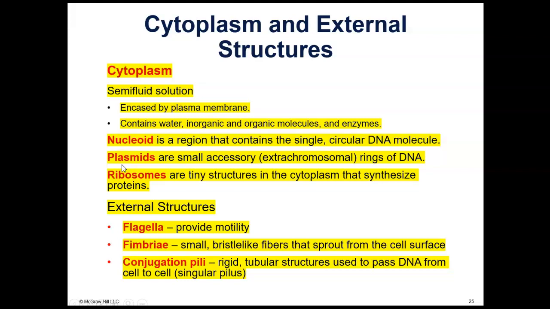Sometimes a prokaryotic cell will have an accessory ring of DNA. It's a small ring of DNA called a plasmid, and that will contain extra genes. You may have heard that some bacteria are resistant to antibiotics. They have antibiotic resistance. A lot of times the gene for that resistance is found in a plasmid. So ribosomes are structures that synthesize proteins. And then we talked about the flagella being for swimming, the fimbriae for attachment, and conjugation pili are structures that are used to pass DNA from one cell to another.